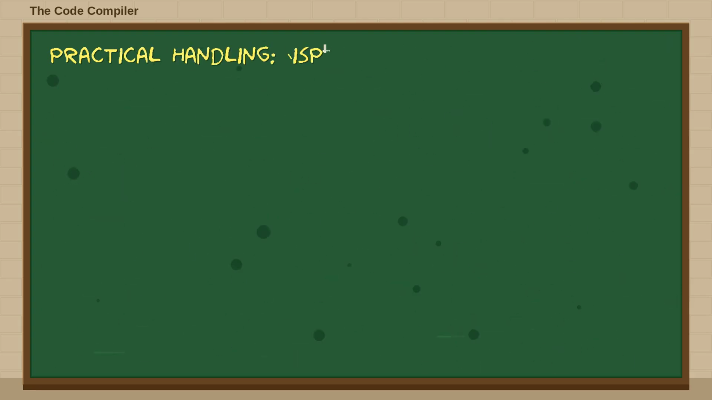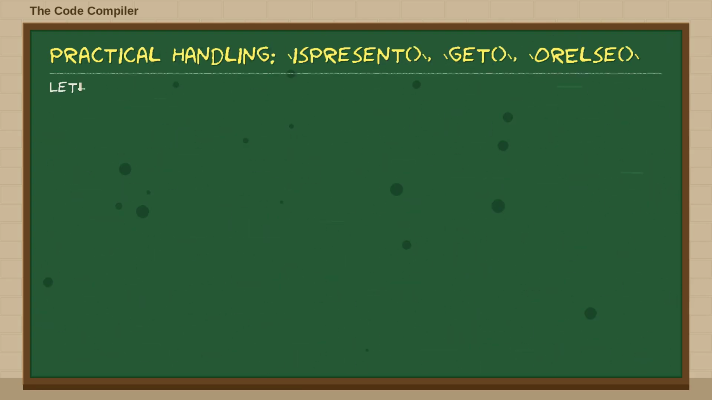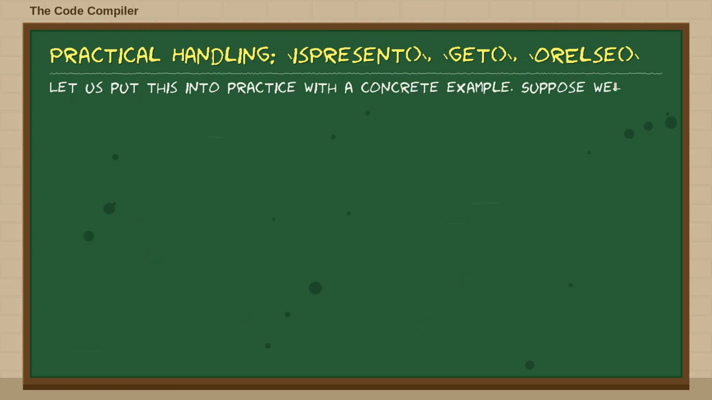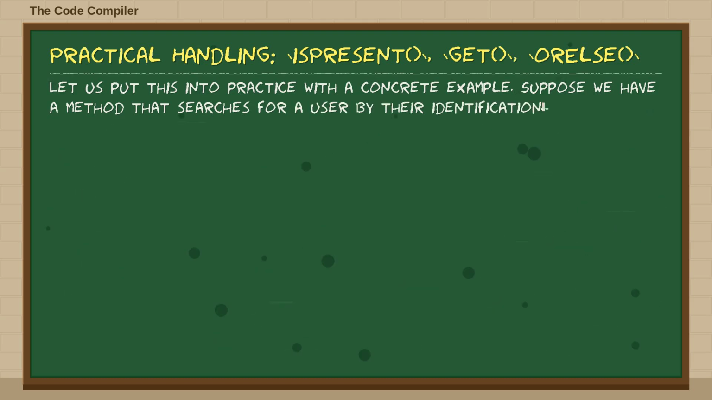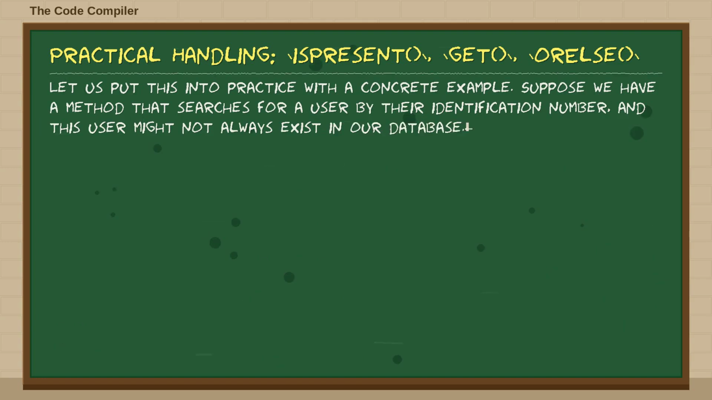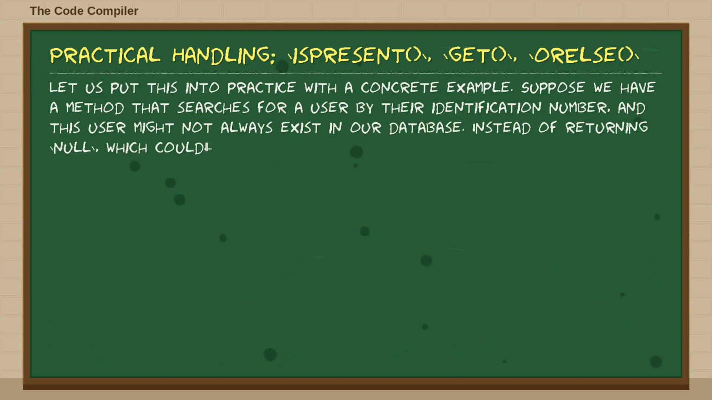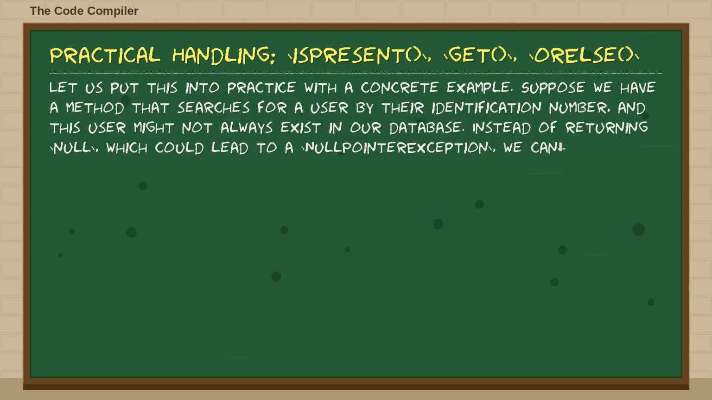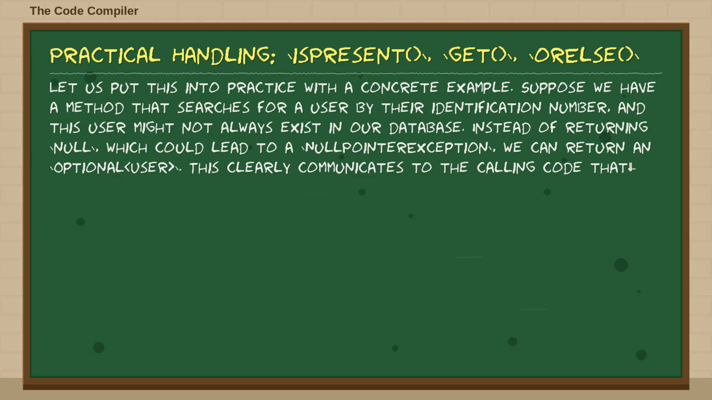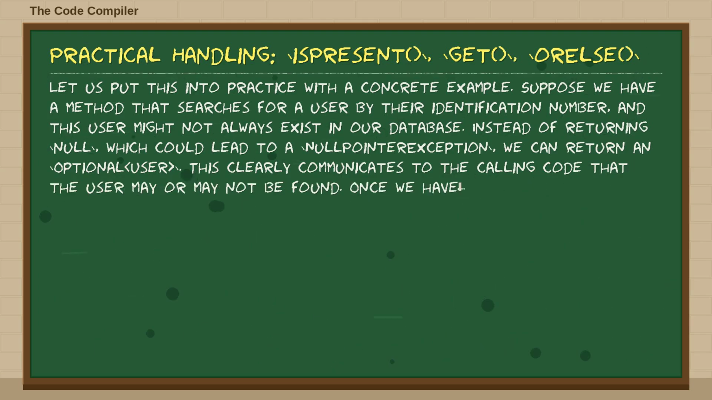Let us put this into practice with a concrete example. Suppose we have a method that searches for a user by their identification number, and this user might not always exist in our database. Instead of returning null, which could lead to a NullPointerException, we can return an Optional user. This clearly communicates to the calling code that the user may or may not be found.